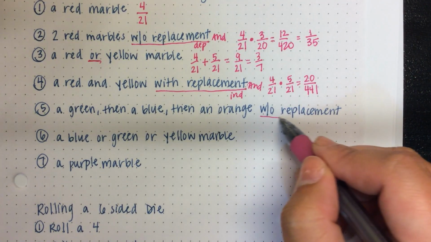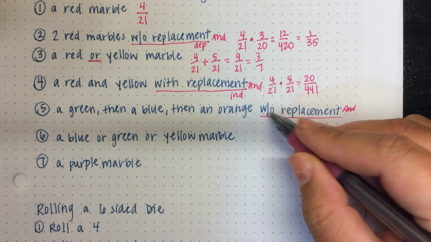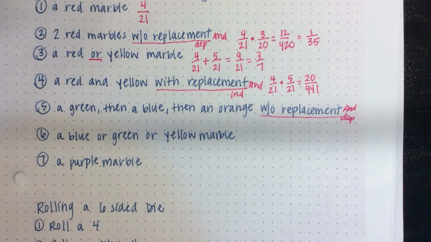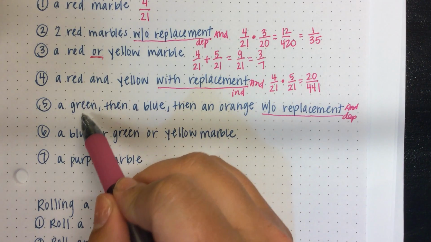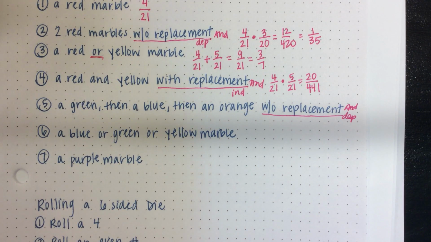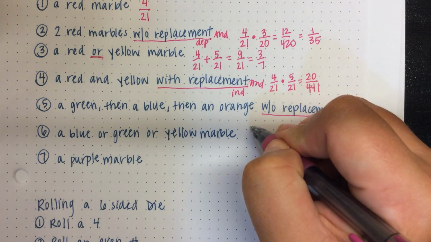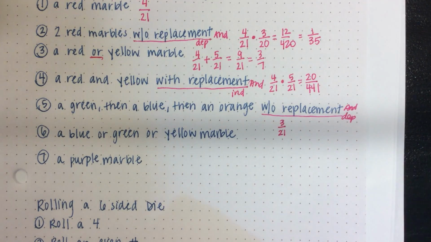Okay, I got without replacement, so this is "and." Oops, can't spell. And because I'm not putting the marbles back in there, it's dependent, which means my probability is going to change each time. Okay, so starting with a green, I'm going to draw a green marble out, and then I'm not going to put it back in there. So the probability that I get a green right off the start is going to be 3, because I have 3 green marbles out of the 21 total.